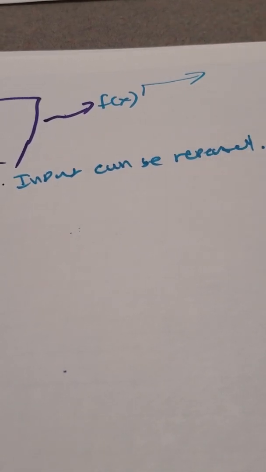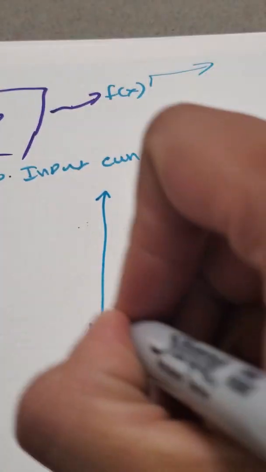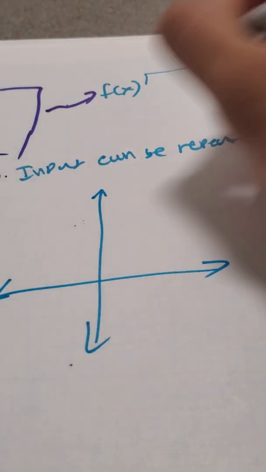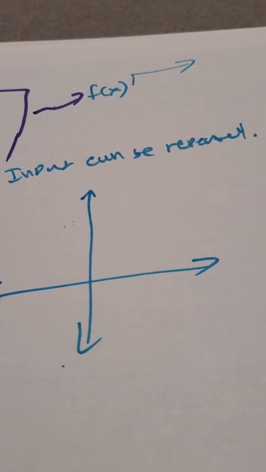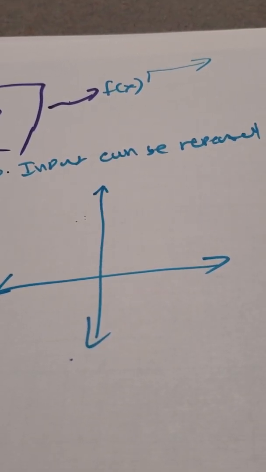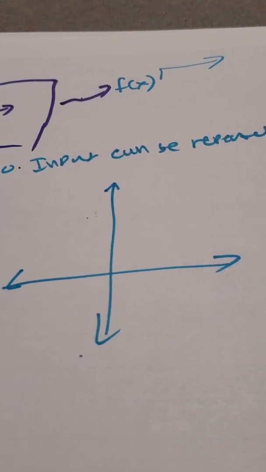As long as there's only one output value per input value, then it's a function technically. An example of this would be a parabola. Sorry about that, guys, I still have a little bit of a cough. But what I'm trying to say is the output values can repeat, but the input values cannot.